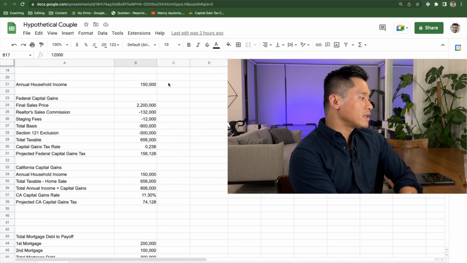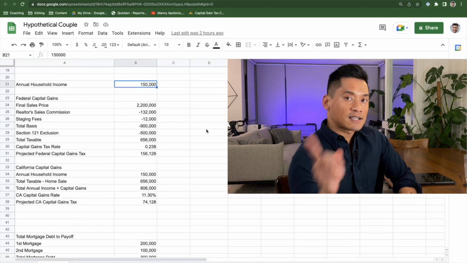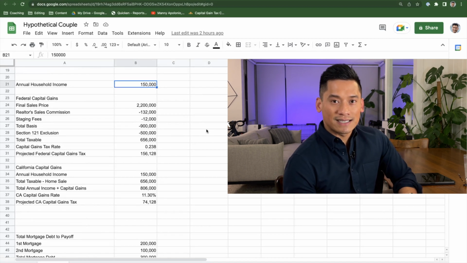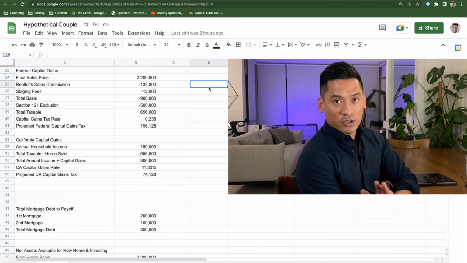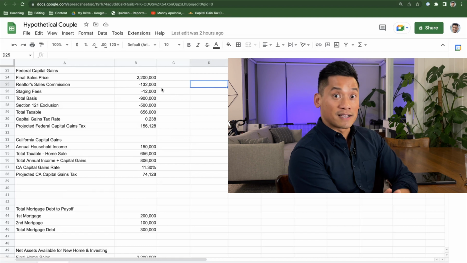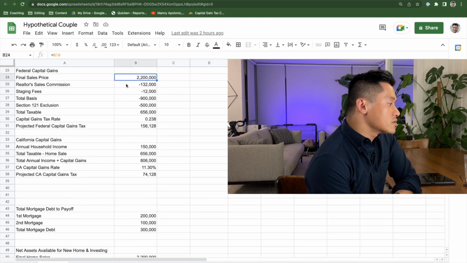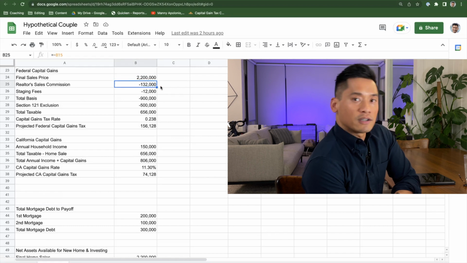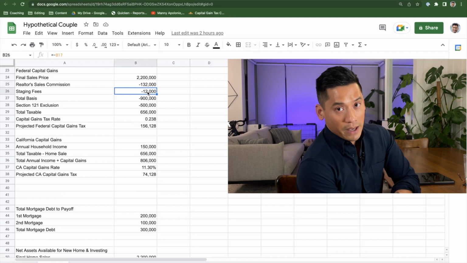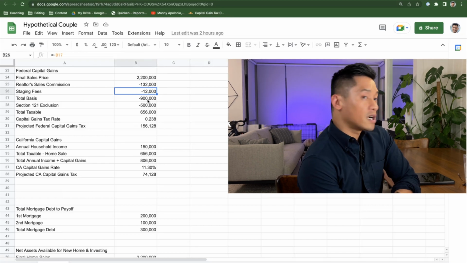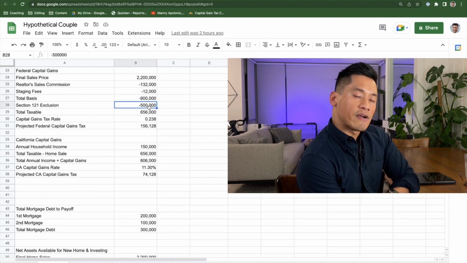Our couple has an annual household income of $150,000. That's going to be important later because we need it to calculate our capital gains tax rate. The capital gains calculation: I'm going to run through these numbers. We have a final sales price of $2.2 million, a realtor commission of $132,000, staging fees of $12,000, the basis of the home is $900,000, and the Section 121 exclusion is $500,000.